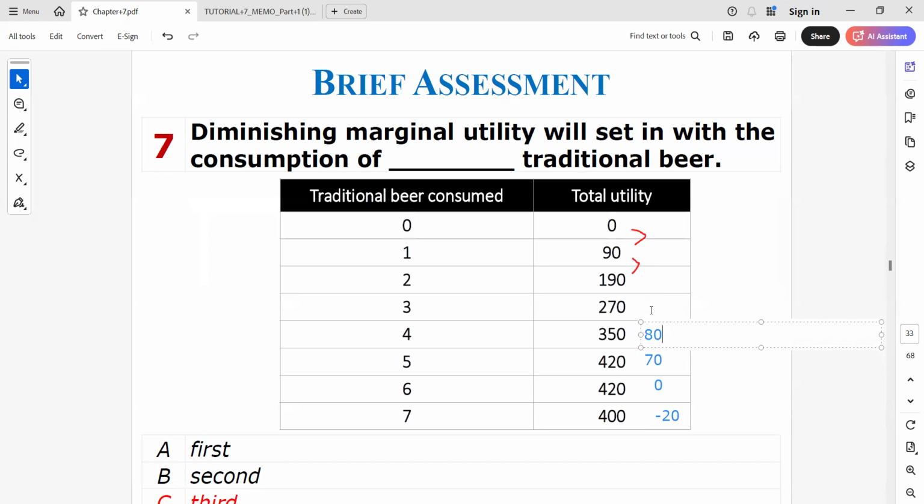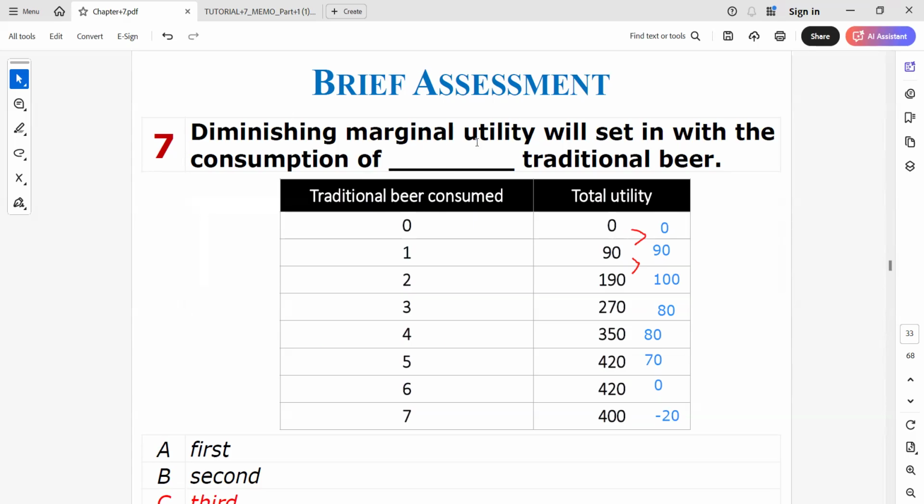And then 270 minus 190, you get 80 again. Also, your marginal utility is the same. No, let me check. 350 minus 270. 270 minus 190, yeah, it is 80. 190 minus 90, you get 100. And then 90 minus 0, it's 90. And then 0 minus 0, it's 0. So this is your marginal utility, which is blue.